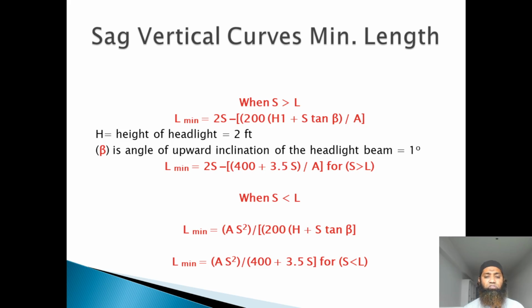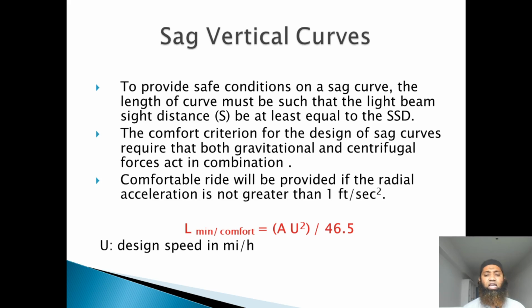What do we have when S is less than L? L minimum is equal to A S squared divided by 200 times (H plus S tan beta), that is, A S squared divided by (400 plus 3.5S), for S less than L, that is, when the stopping sight distance is less than L. These are the formulas. You will have to remember these. These are important for sag vertical curves.